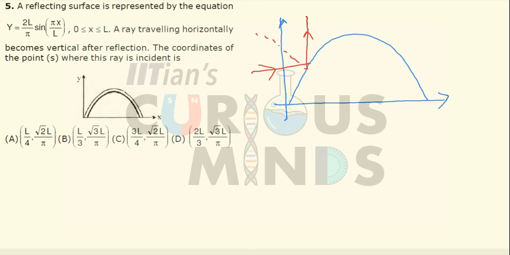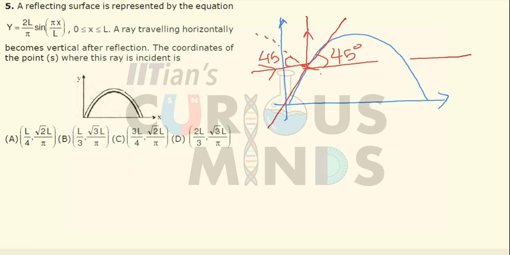In this case, if the horizontal ray becomes vertical, I can say that the angle of incidence is 45 degrees. Similarly, the angle of reflection will also be equal to 45 degrees. Since the incident ray makes an angle of 45 degrees with the normal, the reflecting surface will make an angle of 45 degrees with the horizontal. So in the first case, the slope will be equal to tan 45.